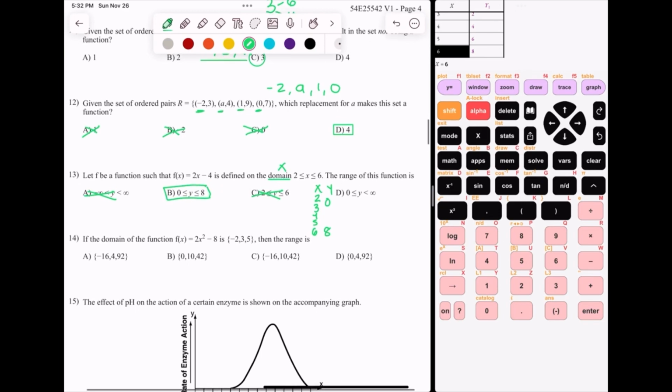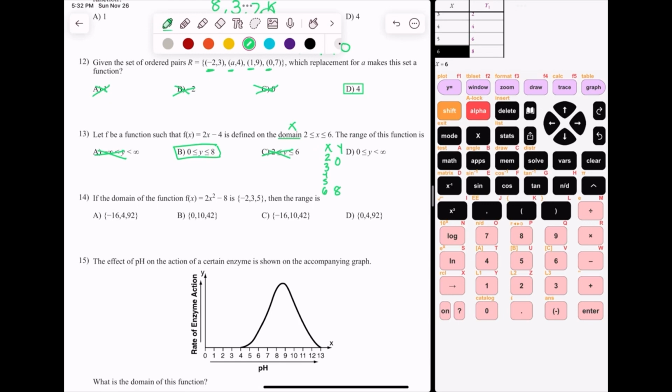All right, 14. If the domain of the function f of x equals 2x squared minus 8 is -2, 3, and 5, meaning these are our x's. What are our y's? Let's go see. Let's type in the function 2x squared minus 8, enter. Then let's go to the table. At -2, we get 0, so we need something that has 0 in it. Okay. Then at 3, we get 10, answer choice B. And then at 5, we would get 42.